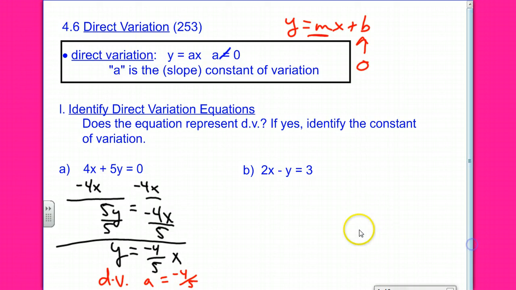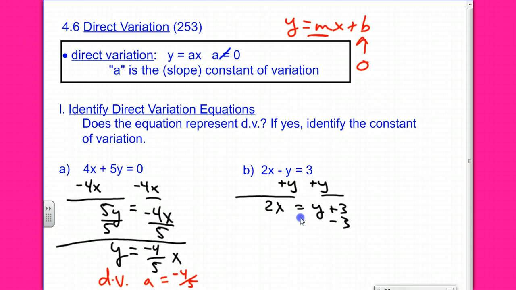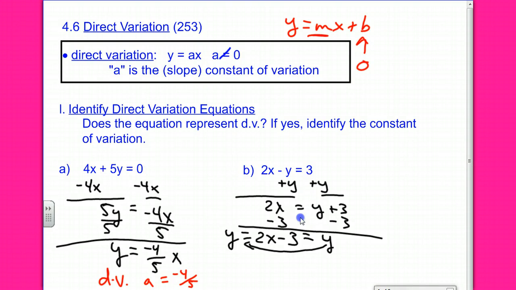Okay, if you're back, I hope you isolated y. Once again, an easy way to isolate y might be to add y to both sides. 2x equals y plus 3. And then just subtract 3 from both sides. y equals 2x minus 3. Now remember, we can just pick up an equation and turn it to the other side, can't we? So we can move the y to the left side. y equals 2x minus 3.